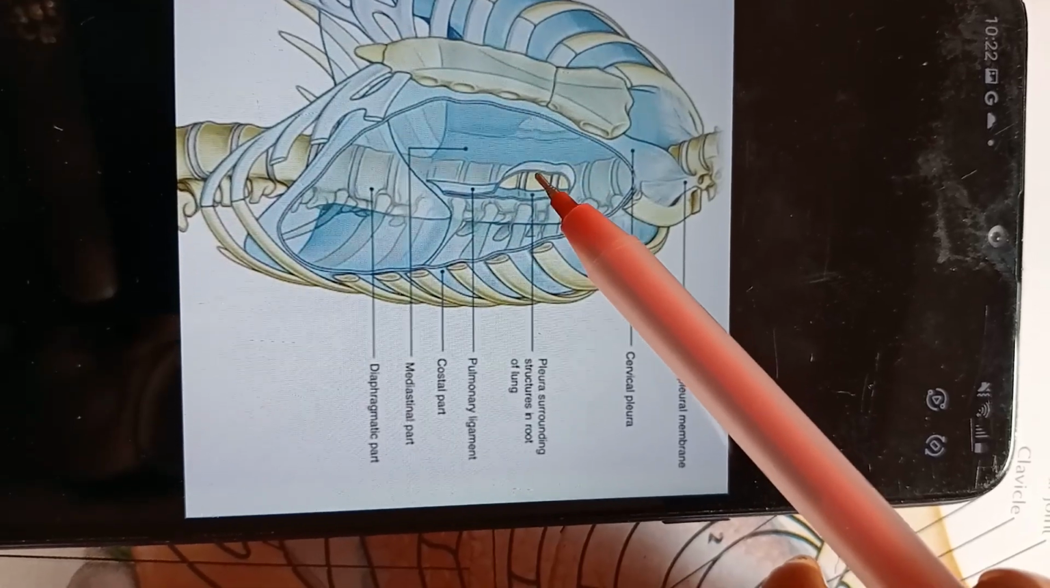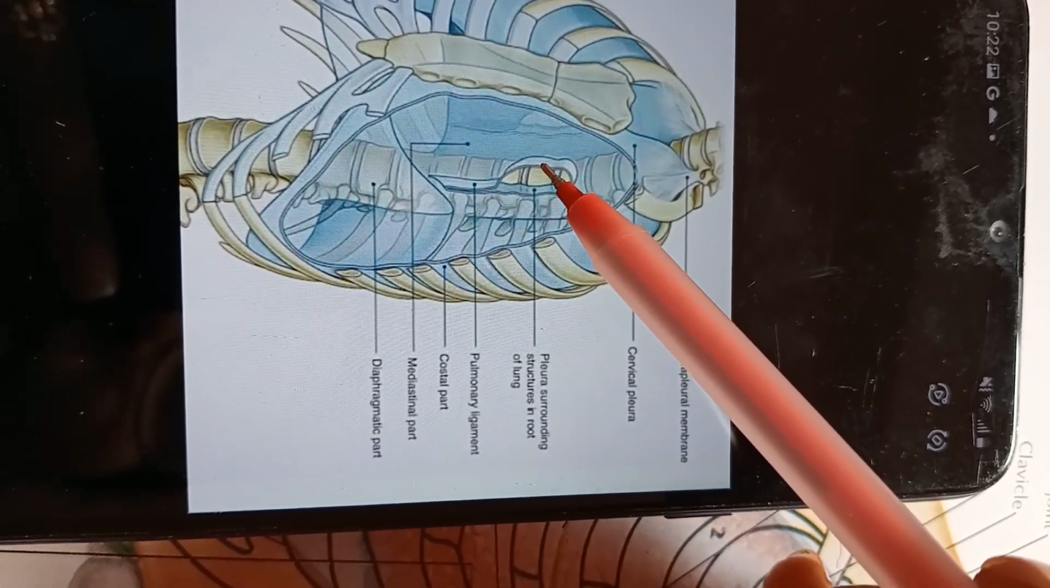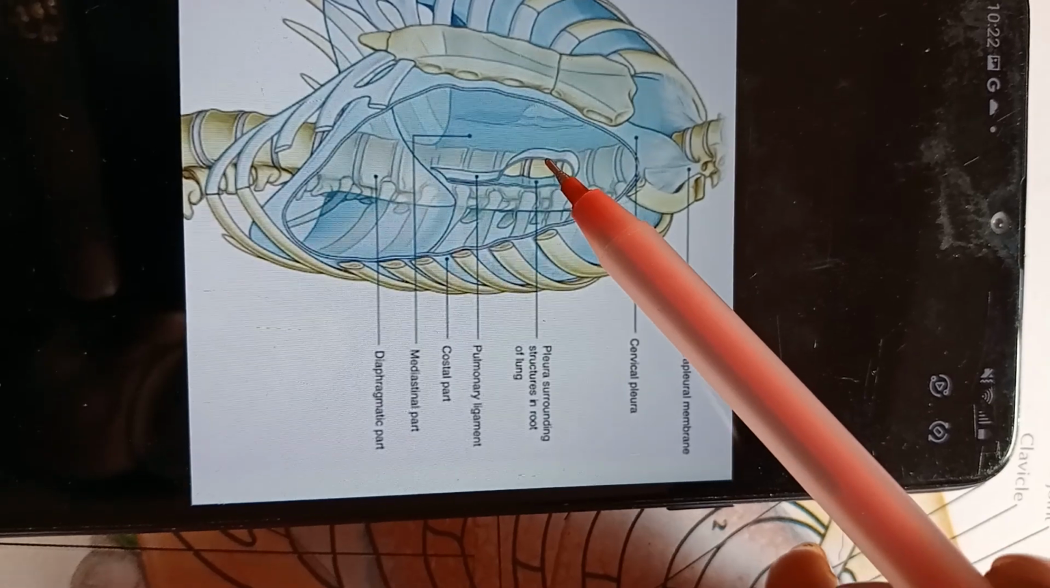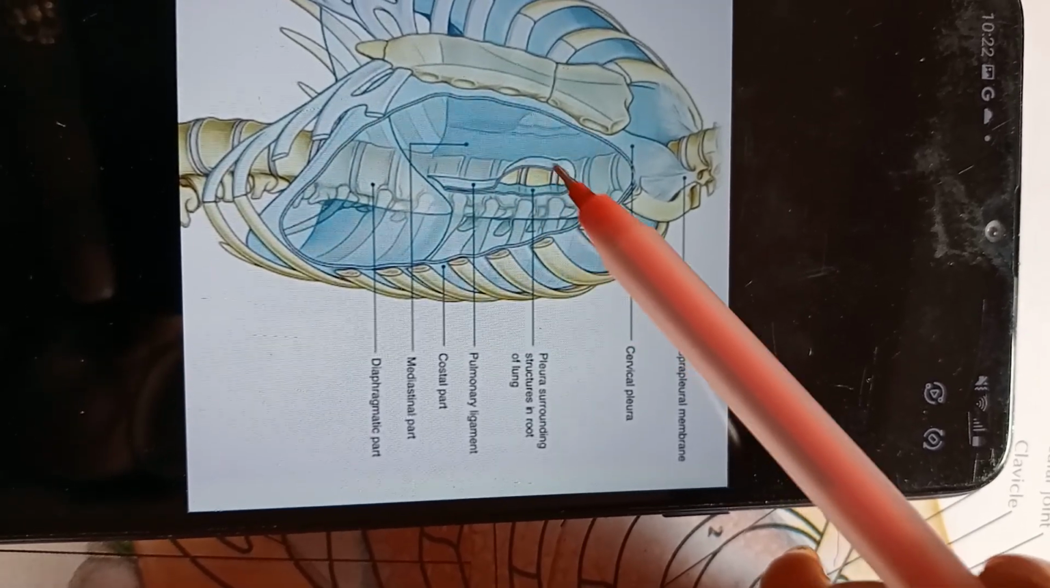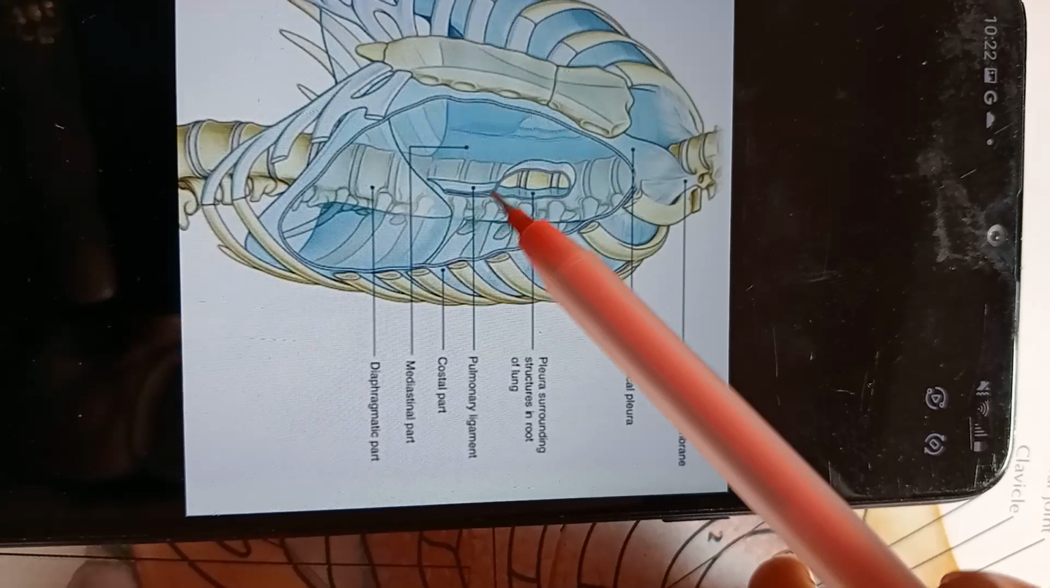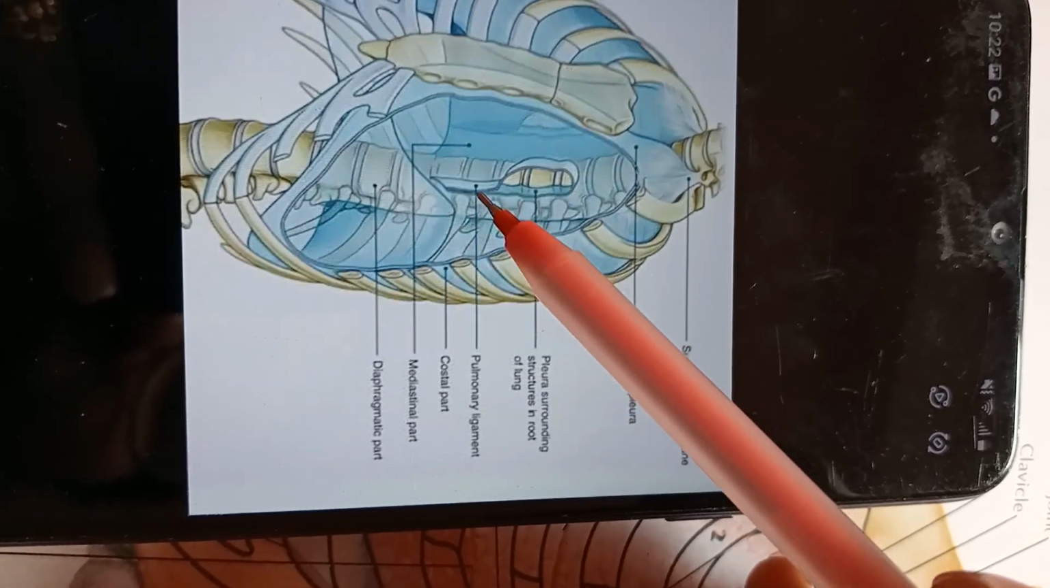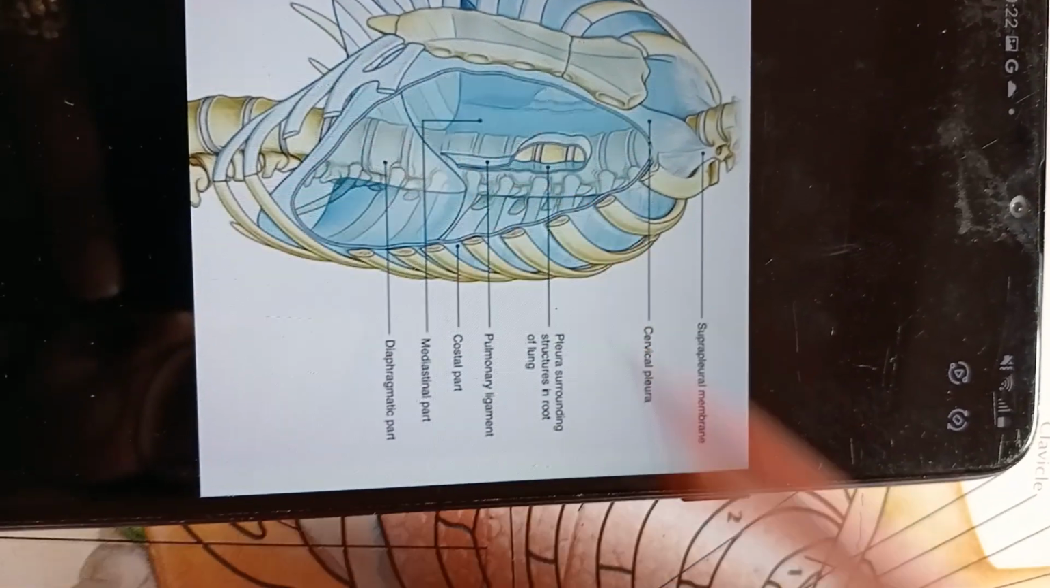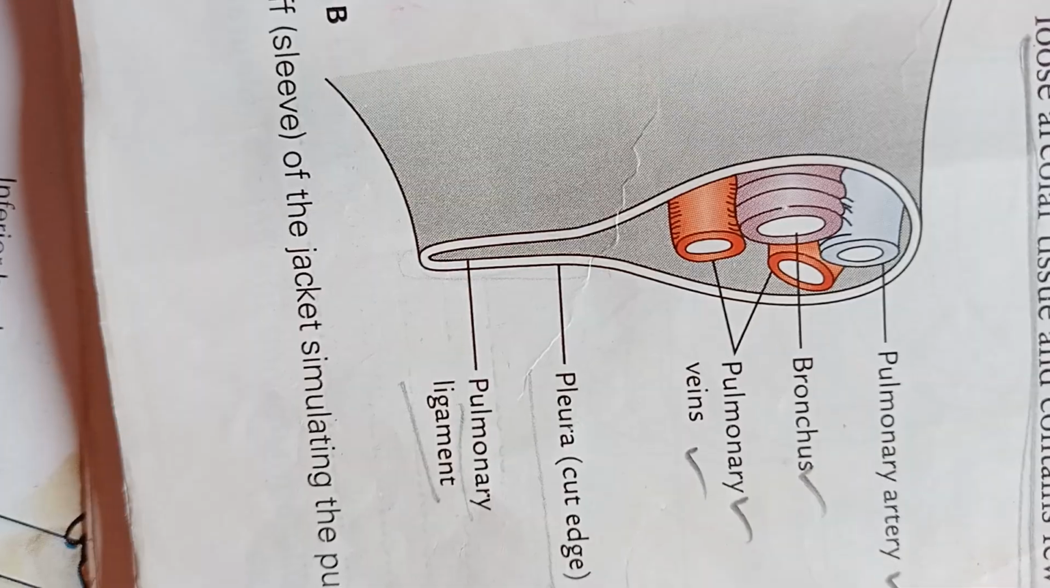So these are the functions of the pulmonary ligament. At the margin and the tubular sheet at the hilum, the two layers of the pleura, that is pulmonary and parietal pleura, are continuous with each other at the margin. But below the hilum, only the mediastinal pleura forms this pulmonary ligament.